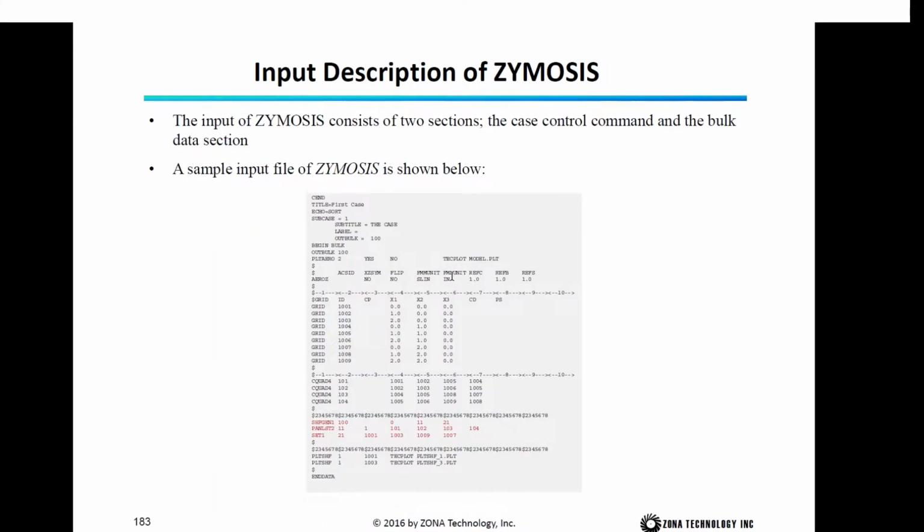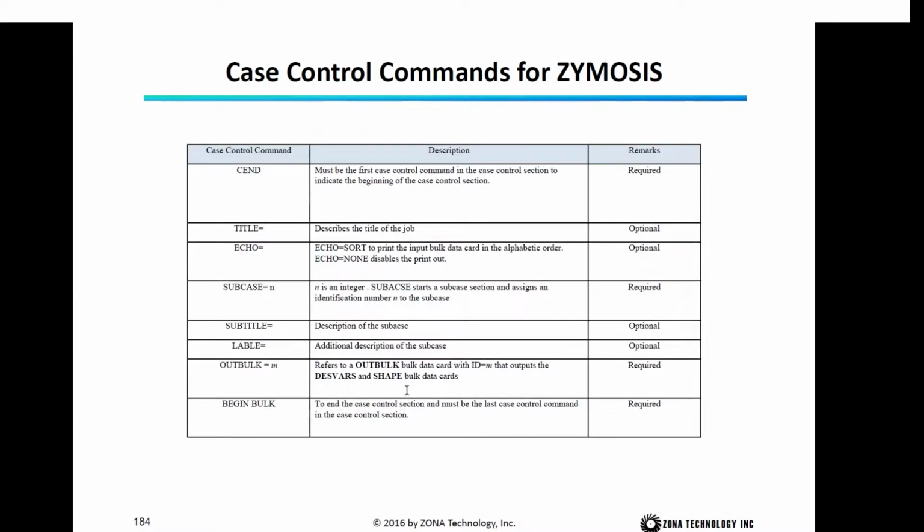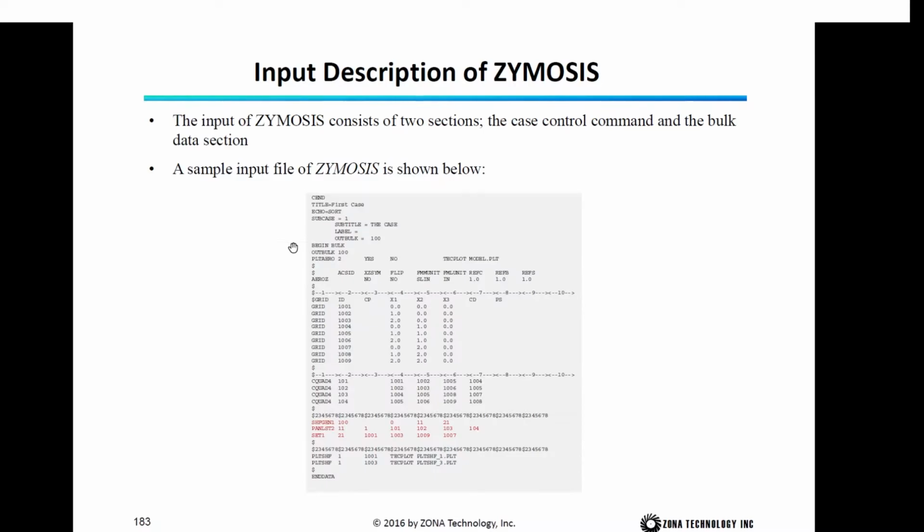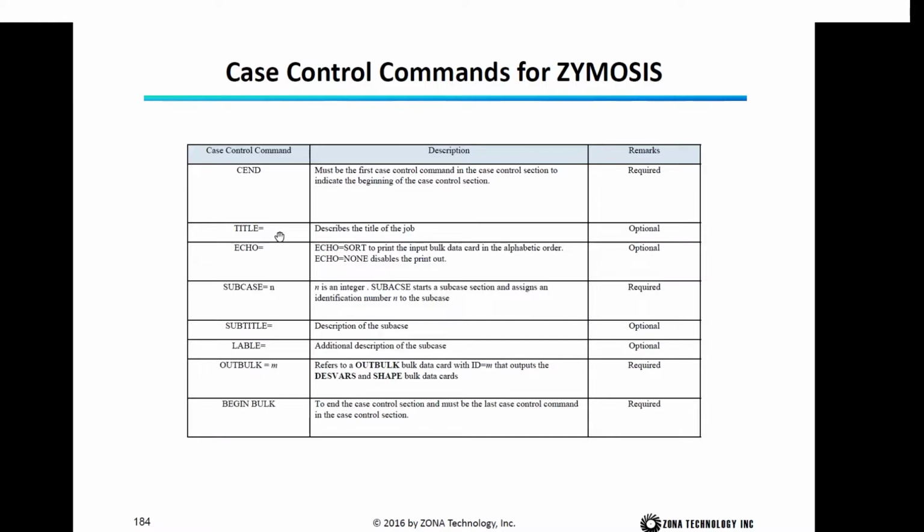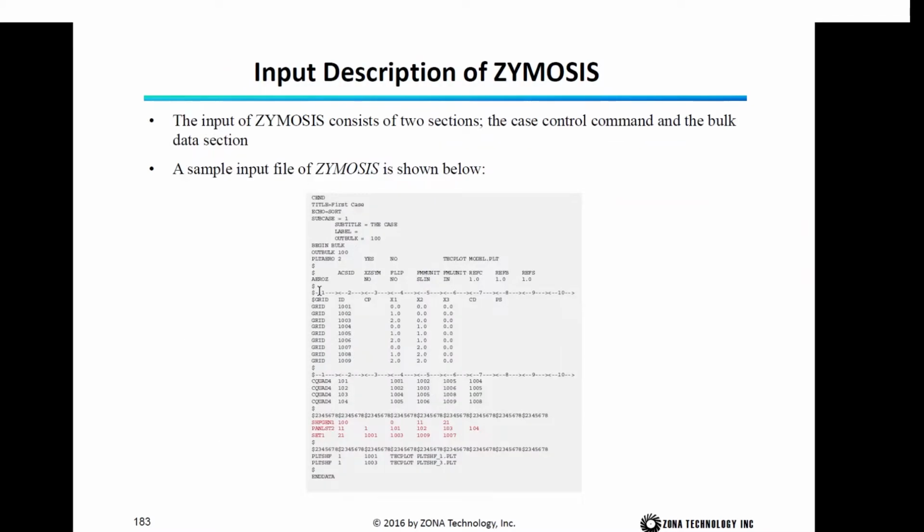So the input of Zymosis consists of 2 sections. This is the case control section. This is the bulk data section. For the case control commands, it must start with the CEND, and then you can put a title there. You can put, say, ECHO equal to SORT, to print out the input cards in alphabetic order, or NONE to disable the printout, and then you have to define a subcase.